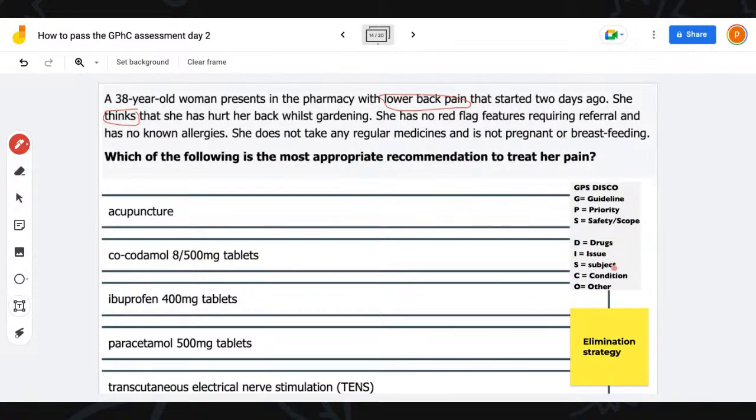So the issue is back pain. The subject, we'll look at the lady and we're happy to know that she's not pregnant or breastfeeding, so we don't need to focus on interactions and things like that. And you get this in the GPhC exam. Condition, there's no other condition apart from the back pain she's got. Other, there's nothing other there for us to use. We're going to look at our GPS now. We've looked at DISCO. We're happy.